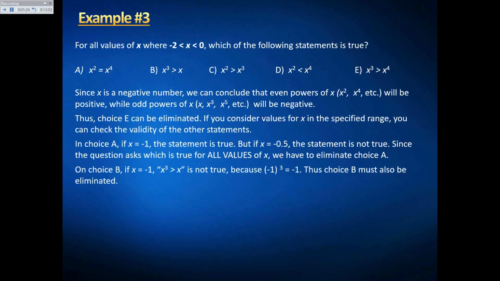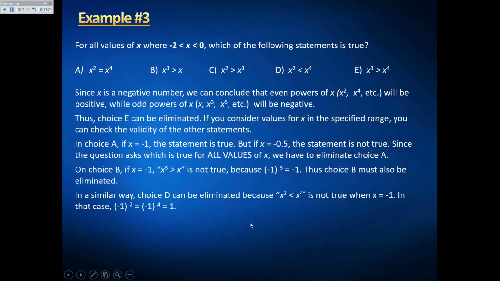On choice B, if x is -1, then x cubed is greater than x is not true, and that's what it says. It would still be negative. -1 cubed is still -1. Thus, choice B must also be eliminated. In a similar way, choice D can be eliminated because x squared is less than x to the 4th power is not true if x is equal to -1. In that case, -1 squared equals -1 to the 4th power, which is 1.